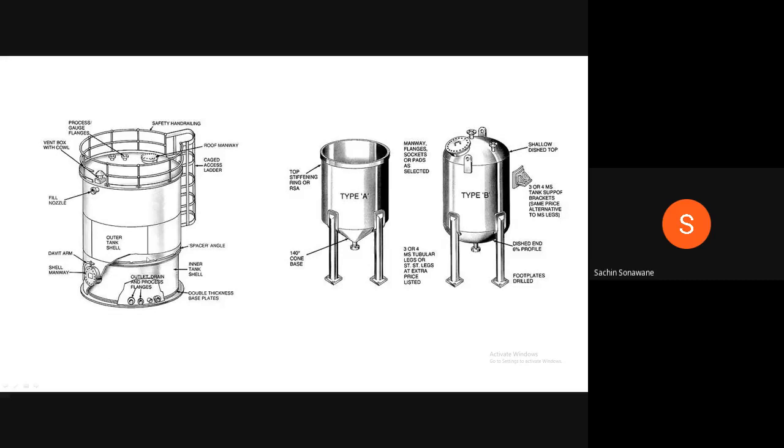Again, you see this is also another pressure vessel. This is the inner tank shell. This is the shell manway, davit arm. This is the outer tank shell. This is the nozzle, vent box for cowl. This is the safety handrailing. This is the roof manway, caged access ladder, process gauge flanges, double thickness base plate, outlet drain and process flanges.